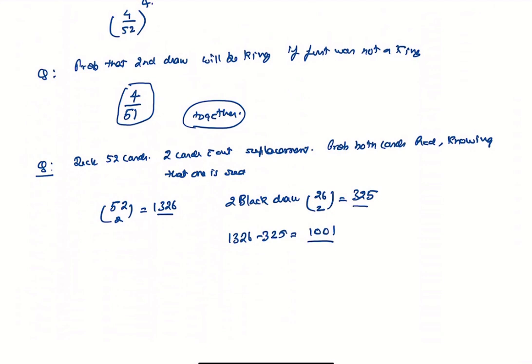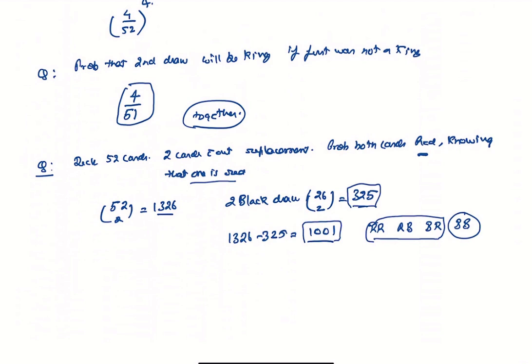Because we know that one of them is red, the possibility of 2 black draws, 26 choose 2, has to be removed. So only 1001 are left, which are not two black, because this is the total combinations you can get. You can get a red and a red, a red and a black, a black and a red, and a black and a black. We know that at least one is red, so we only have to work with this group. We don't have to work with the black-black group at all, so this we excluded, and the total combinations of this group is going to be 1001.